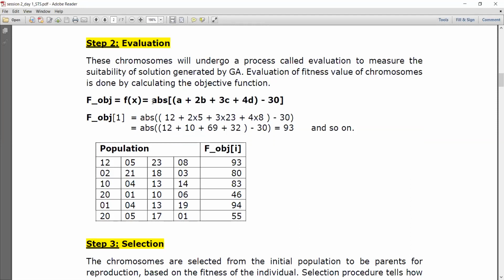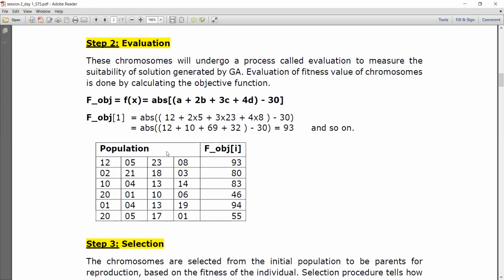And I have used a term called ABS. What is this ABS? ABS is absolute value. Why? Because sometimes it may give a negative answer, since it can be either 30 minus this or this minus 30. So to avoid this problem, let us use the modulus function. I have used ABS, which is an inbuilt function available in MATLAB where we can get the magnitude alone.